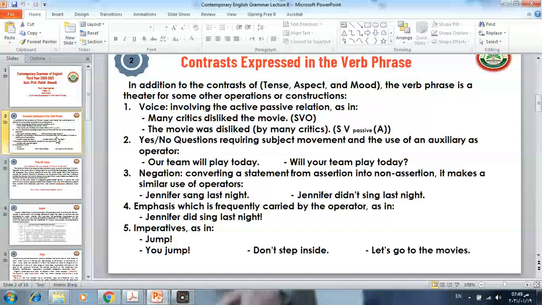The last one here we have imperatives. The imperatives can be used without an overt subject and with an overt subject. They can be positive, they can be negative. Like for example, when we say jump or you jump, okay, you shut up, don't step inside. And it can also be expressed by the use of the verb let, like when we say, let's go to the movies.